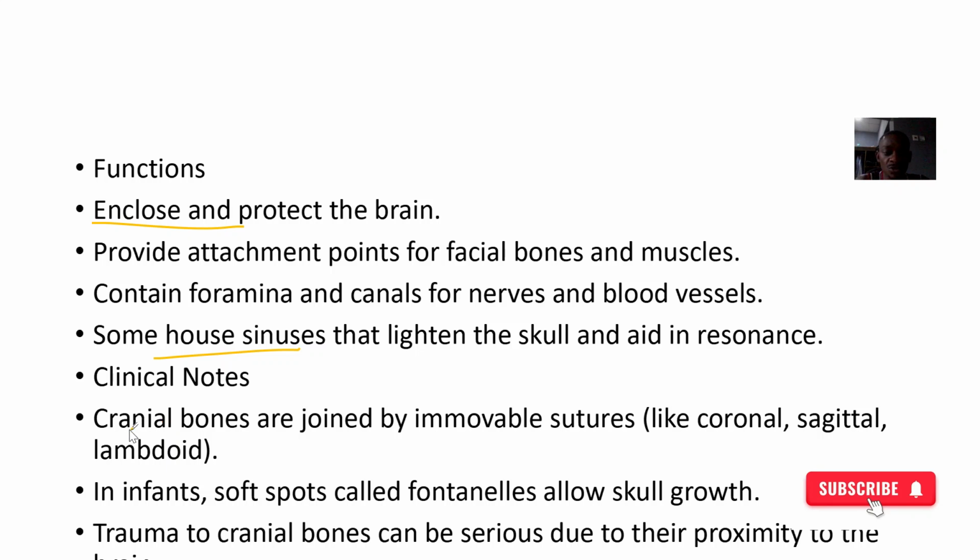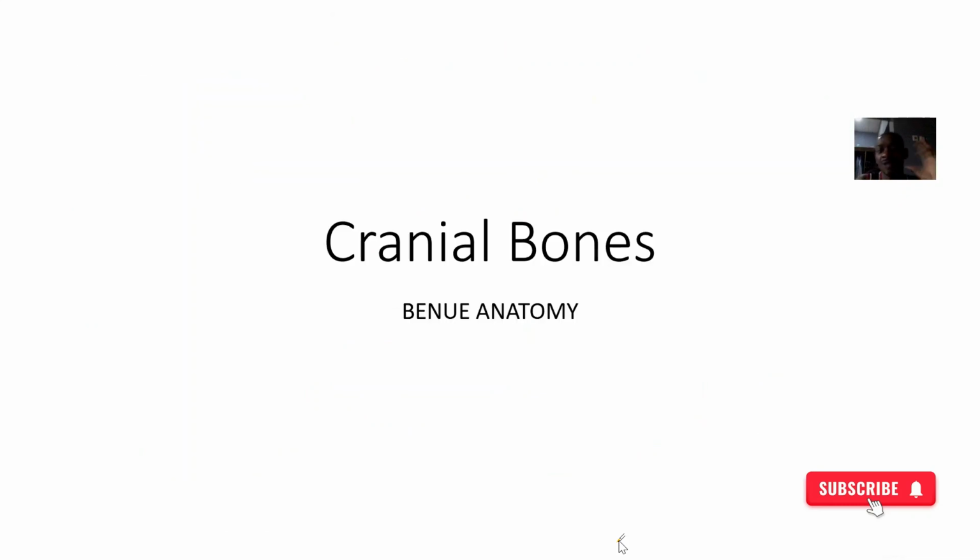So, clinical notes: cranial bones are joined by immovable bone joints. In infants, the soft spots are called fontanelles. They allow the skull to keep growing and the brain to keep developing. If there's any trauma to the cranial bones, there is a risk of your brain getting affected. So that's why we study the anatomy.